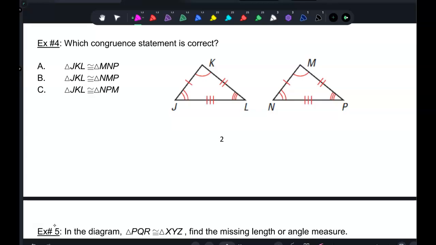Okay. Is it JKL and NP? JKL and, oh, sorry, the B. Or JKL and NPM? Okay, let's see. J has to match with what letter over here? Isn't it B? Yeah, N. Okay, so we can cross off A. K has to match with M. Oh, yeah. So it's got to be this one, right? So it's got to be B.